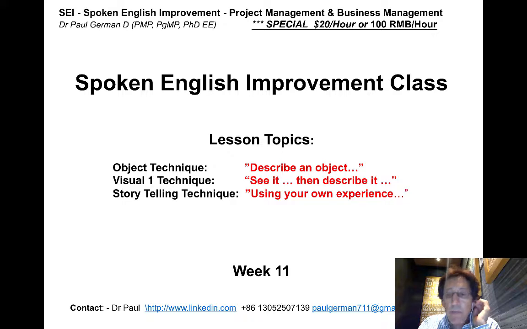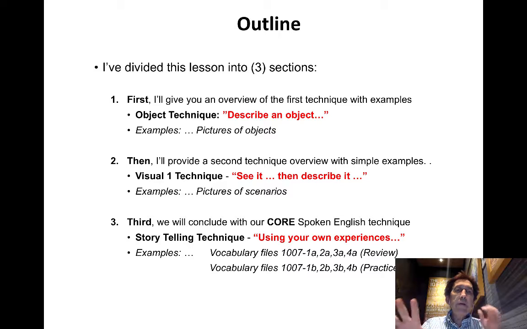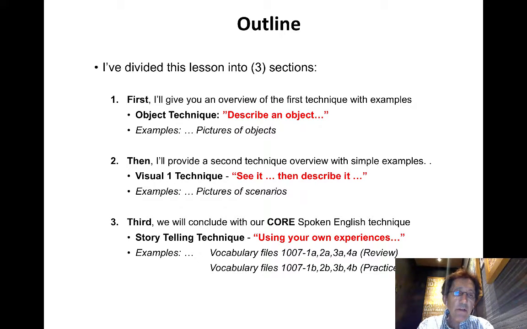Can you open up that file? I just sent you a PDF, right? Yeah, okay, I have opened it. So today we're gonna do three techniques: the object technique, the visual one, and storytelling. On page two, I gave you kind of like a little outline. So we'll do the technique, we'll review it very quickly, and then we'll do exercises. Then we'll do the second technique and exercises, and the third technique and exercises.